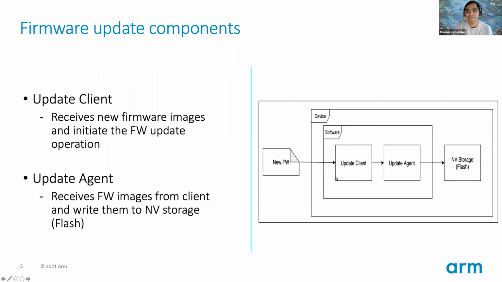Now the update client should have access to the new firmware, which generally runs in the non-secure world, and it is a part of the OS. It takes the firmware, stages it, and then sends it to the update agent. So the update client location is almost fixed. It runs in the non-secure world, but the update agent can lie in either the non-secure world or the secure world. We'll see in the further diagram the placement of the update agent and how the flow will be.